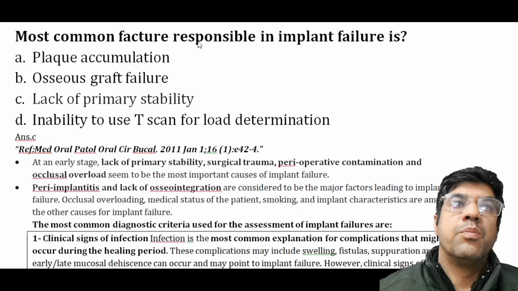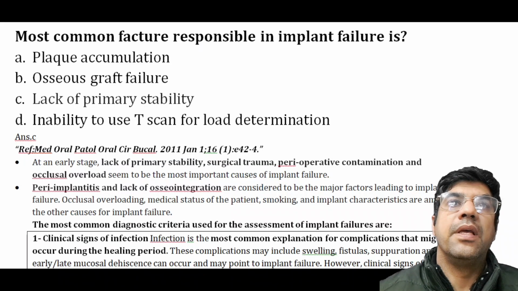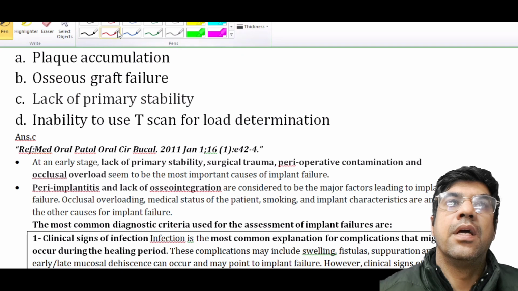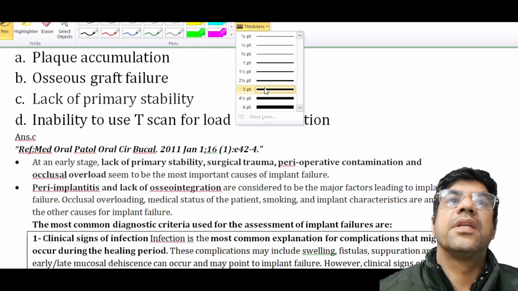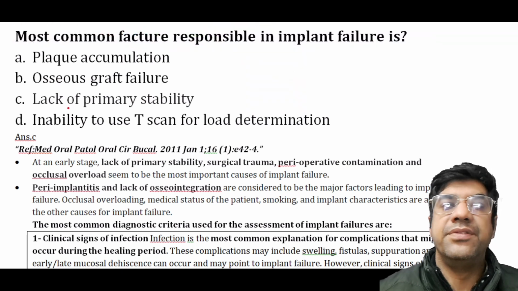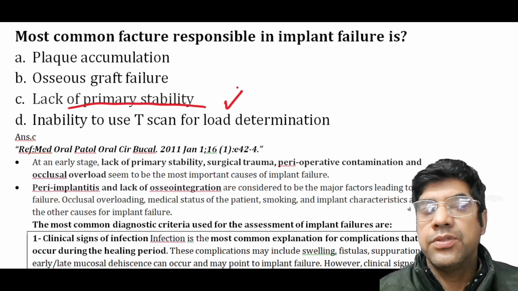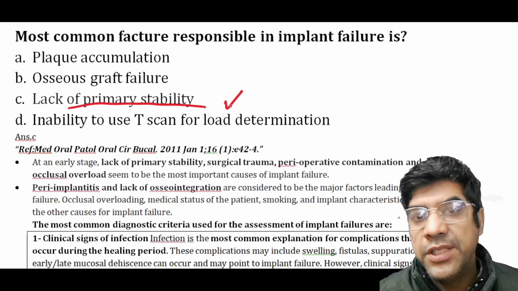Coming to the next question, the most common factor that is responsible in implant failure, the answer is lack of the primary stability. So the first option is the plaque accumulation.